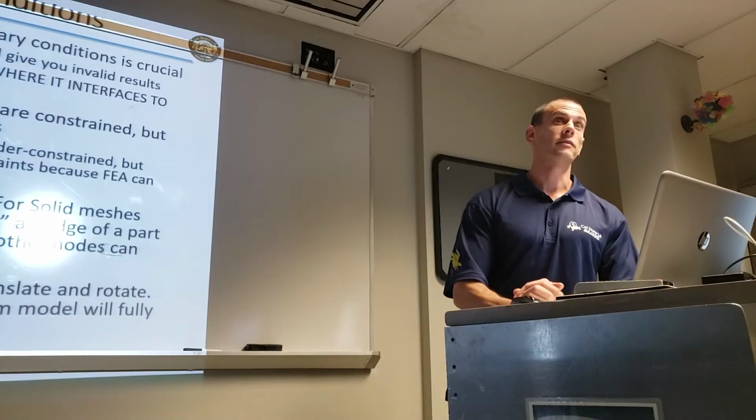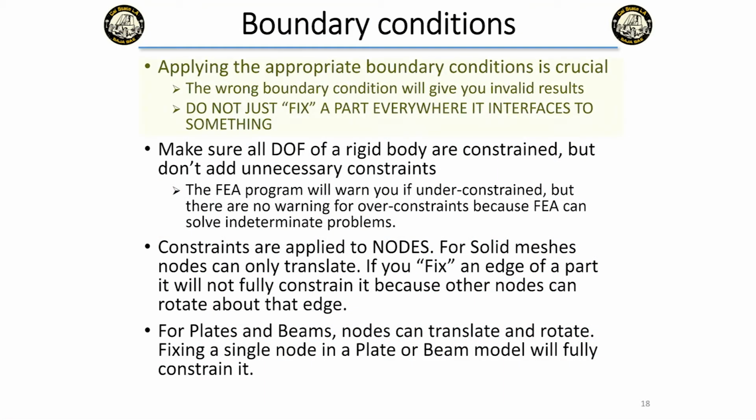So boundary conditions, right? This is super important. Applying the appropriate boundary condition. I think this is one of the biggest errors I see in students doing this. The wrong boundary condition gives you the wrong result. It's that simple. Don't fix apart everything that it interfaces to, okay? You need to understand the actual degrees of freedom of that part.